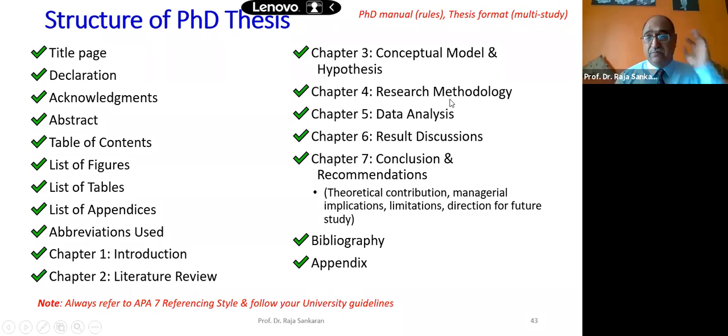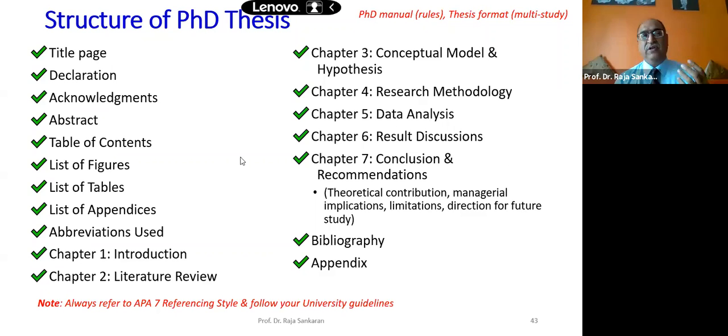Now I'm going very briefly, just giving you the titles, but each one of them has a lot of considerations that I have gone through. For example, how do you develop the conceptual model? How do you combine multiple models? How do you make sure that they are very relevant to the study? It should be mapped with your objectives, your research gap, and then you develop your conceptual model. How do you define a hypothesis? So there are a lot of considerations under each of them as well. Then the data analysis, then results and discussion, then comes the conclusion and recommendation.